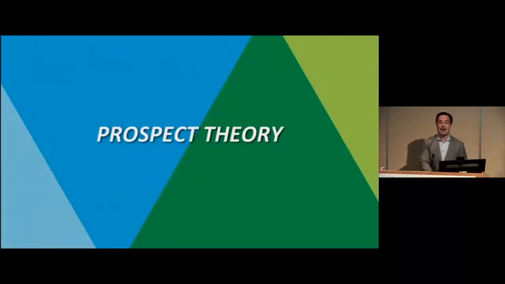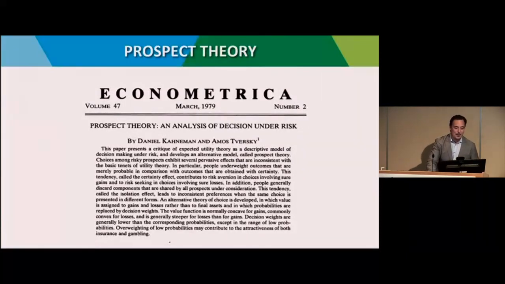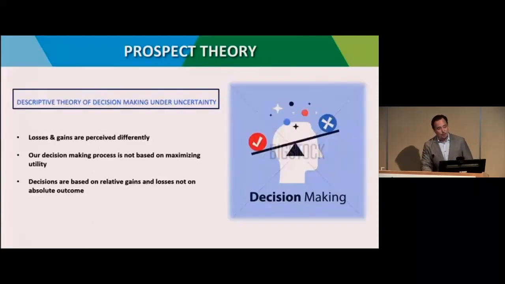So that concept leads to prospect theory. So prospect theory was initially published by Danny Kahneman and Amos Tversky in 1979. You'll hear these names throughout the talk. They're Nobel laureates and really kind of the godfathers of behavioral economics. And so what they said under prospect theory is it's a descriptive theory. Remember, descriptive talks about what we actually do, decision making under uncertainty.